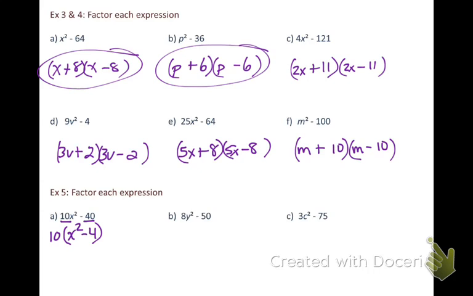Now, I can break up x squared minus 4 because they're both perfect squares. So I'm going to still have my 10, and I'm going to have my 2 sets of parentheses. Break up my x and x and have my plus and minus. And the square root of 4 is 2. So it would be 2 and 2. And there's your answer.